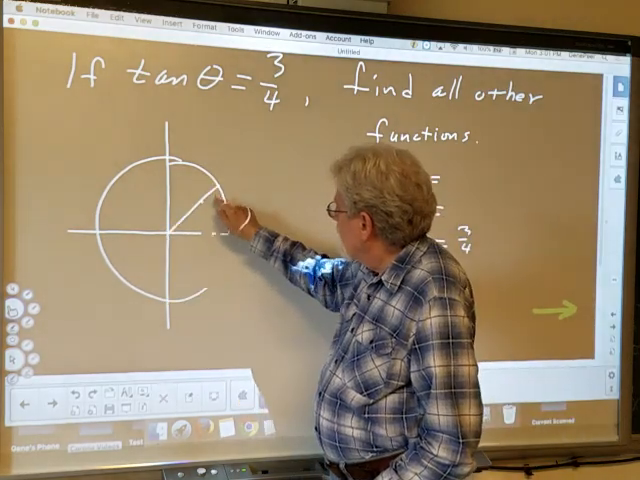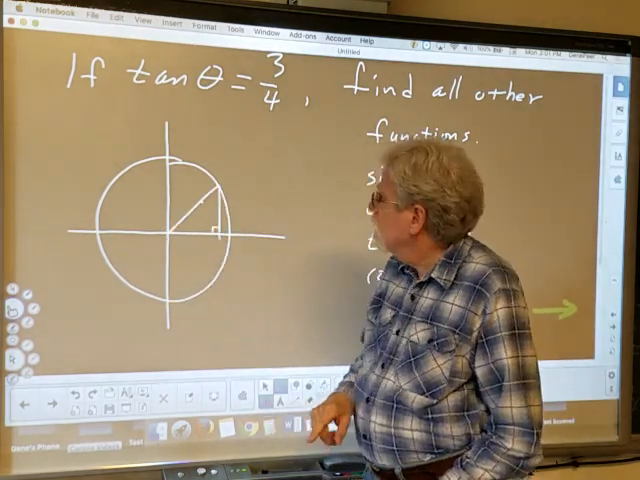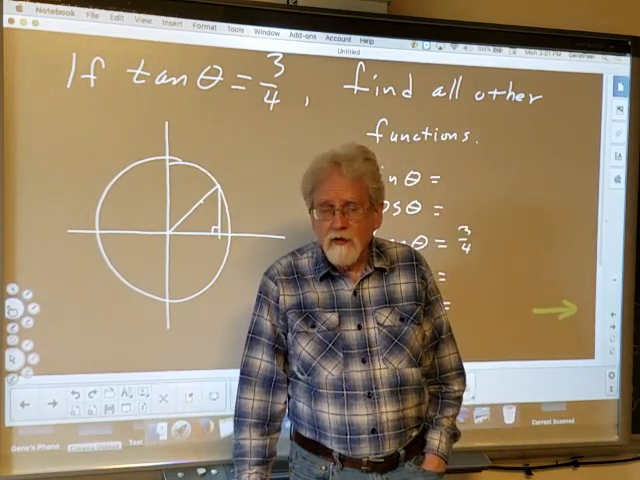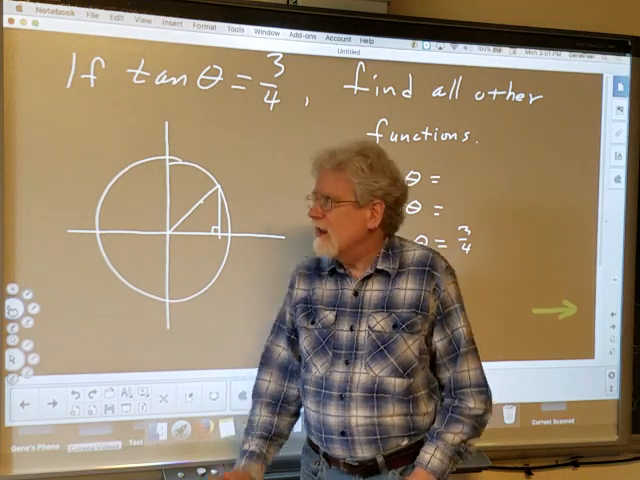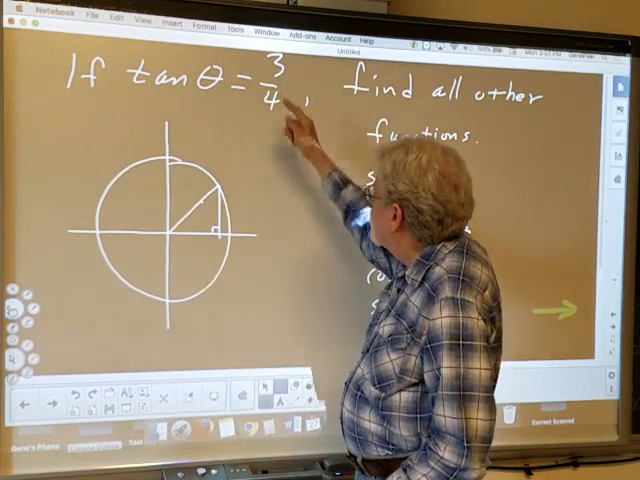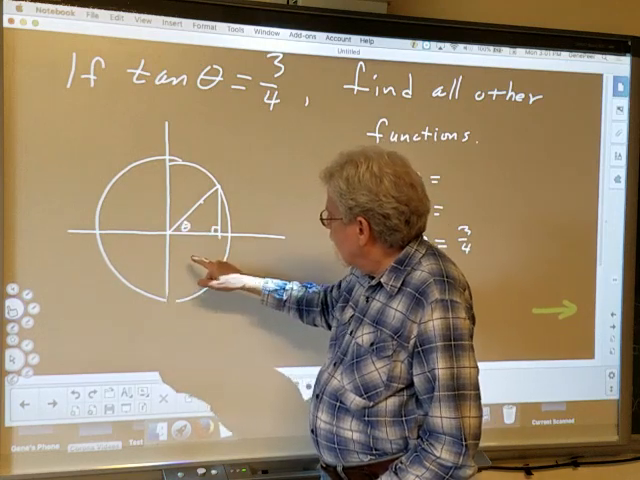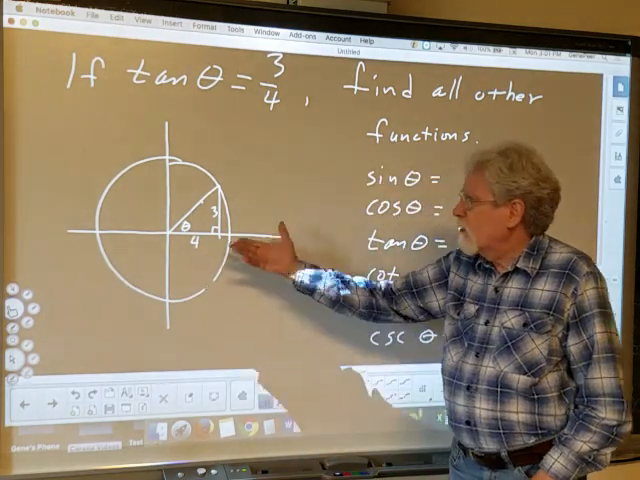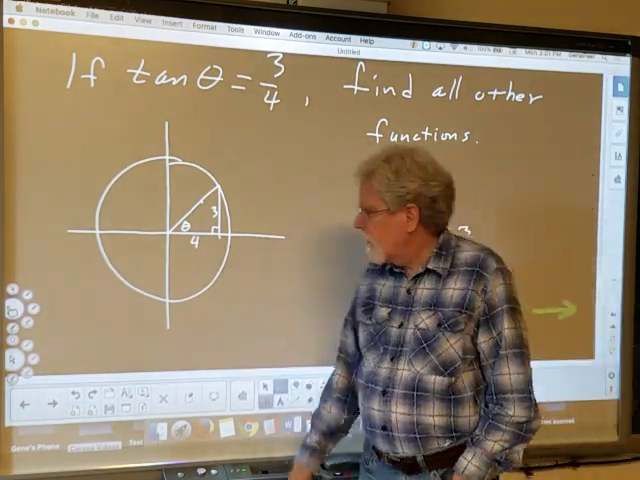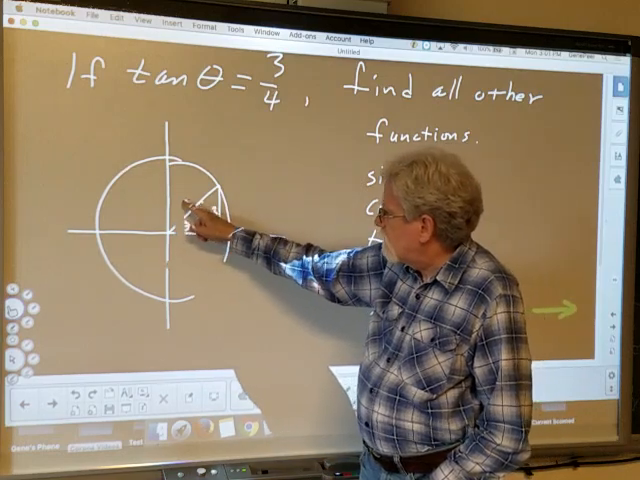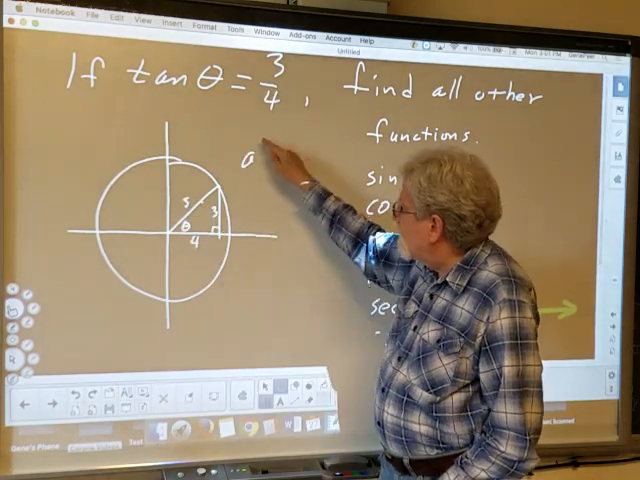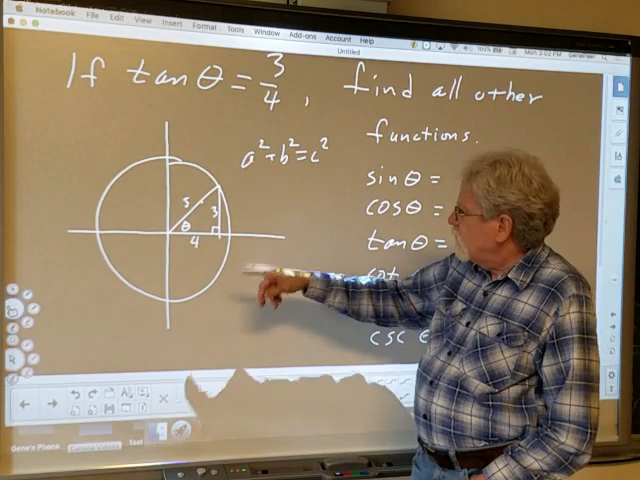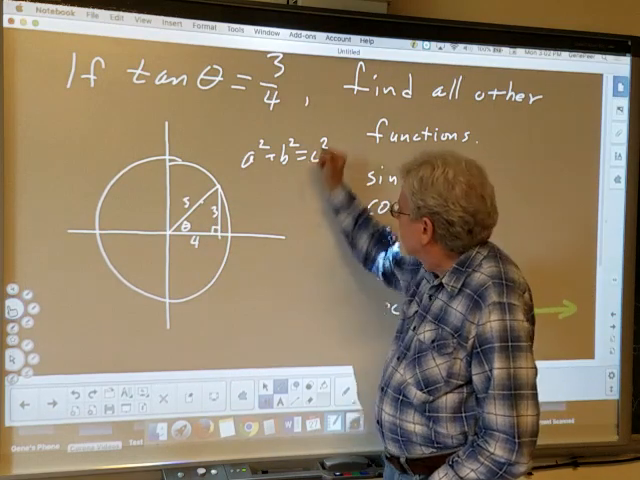So, we draw ourselves a triangle. We don't really care where it is. We just know that the tangent is 3/4. Again, you go back to SOHCAHTOA. T-O-A: tangent equals opposite over adjacent. Tangent of theta equals opposite over adjacent. Well, if you remember anything about your basic Pythagorean theorem, you'll know that if the legs are 3 and 4, the hypotenuse has to be 5. Or, of course, you could figure that out with a squared plus b squared equals c squared, but that's way more trouble than you need to go to, because you should know about the 3-4-5 ratio.